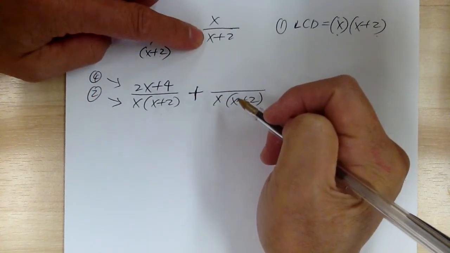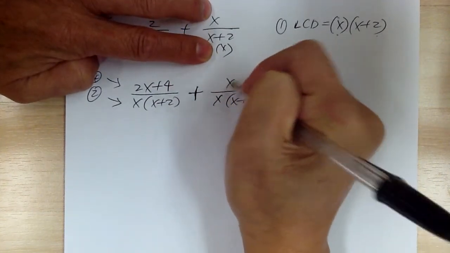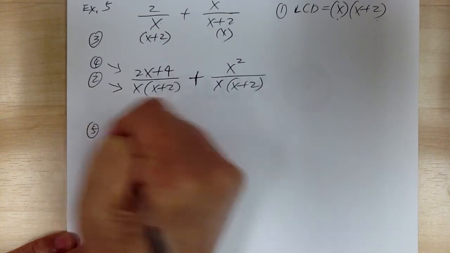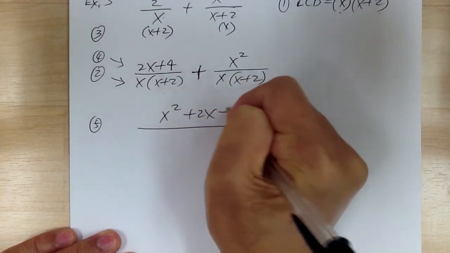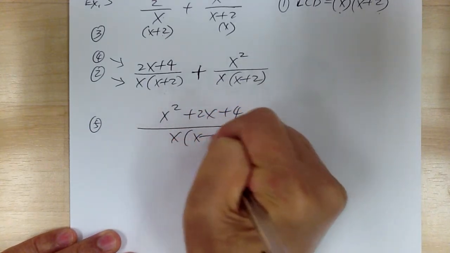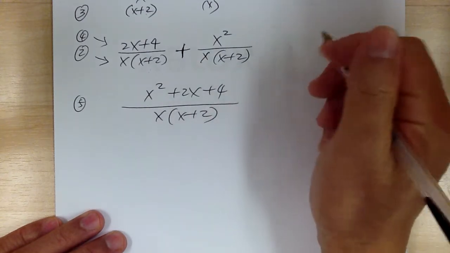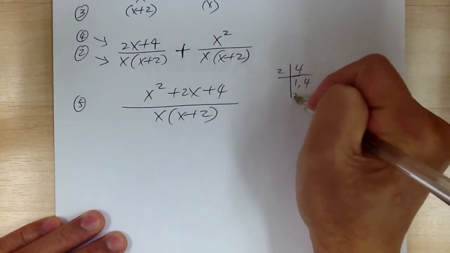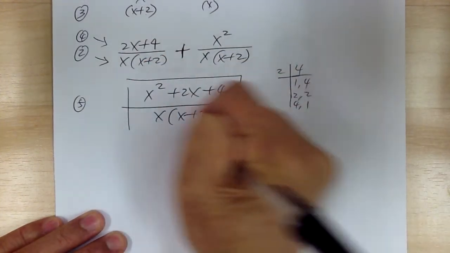Okay, over here, what are you missing? You're missing the x. Okay, so you multiply, you get x squared. Okay, so now you can do step 5. You can add all this together. So you have x squared plus 2x plus 4 over x plus 2. And let's go and check see if we can factor. So 2 and 4, so 1 comma 4, 2 comma 2, 4 comma 1 cannot. So this is not factorable. So that's it. You're done.